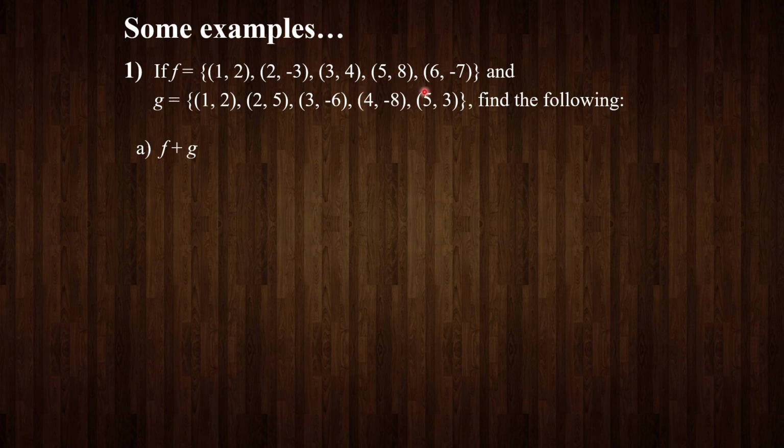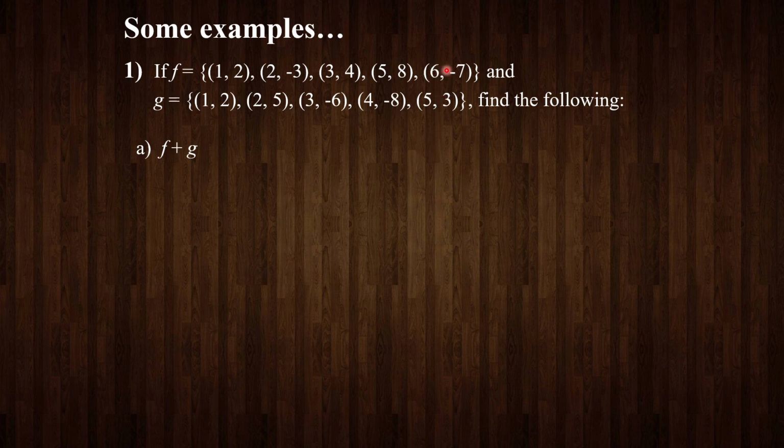We can add for an x value of 5. f at 5 plus g at 5 would be 8 plus 3, which is 11. So you'll have the point 5, 11. Notice we're not adding the x values, right? We're saying at the x value of 5, the sum of the output values is 11. So the point 5, 11 is in our result.